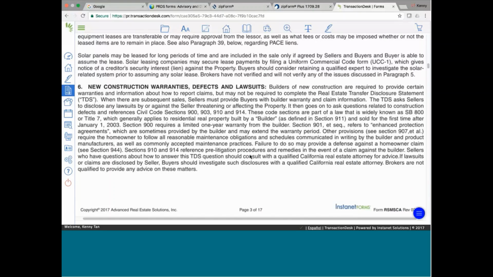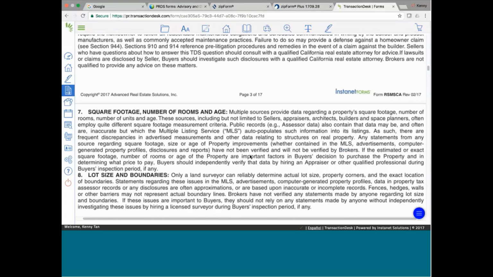That's it. Number 7, we all know already. Square footage, number of rooms, and age, right? Can you sue a seller if the actual square footage is less than what was disclosed? Yes. How do you prove it? Most of the time you cannot succeed, especially if it's only a small difference. If it's a big difference, it's a different story.